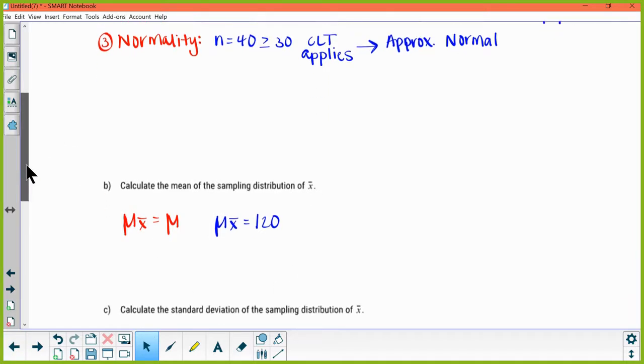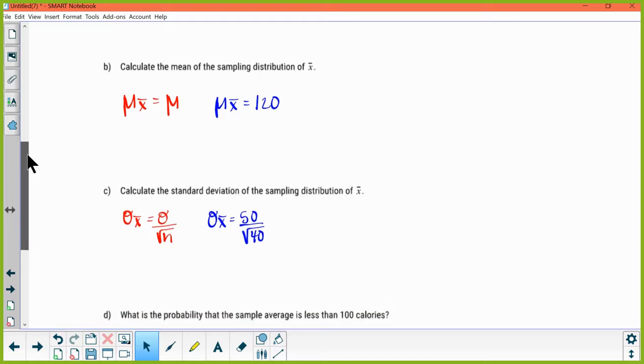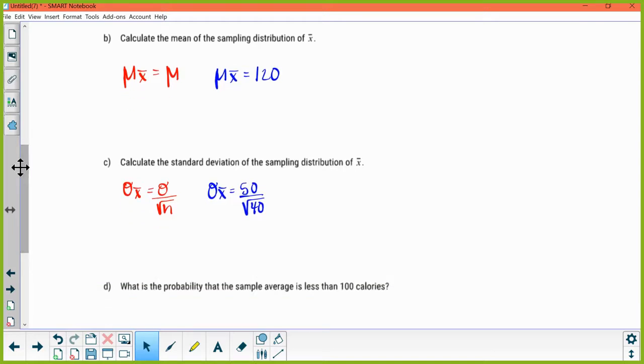Standard deviation is a little bit different. I'm going to have to take the standard deviation of the individual item and divide it by the square root of sample size. So I end up with 50 divided by the square root of 40. Plug that into your calculator and you should get approximately 7.9057.